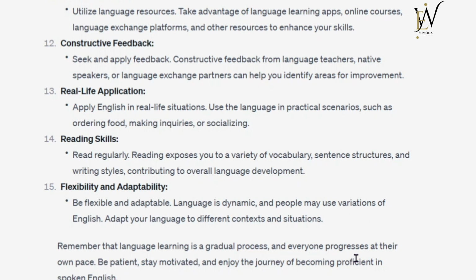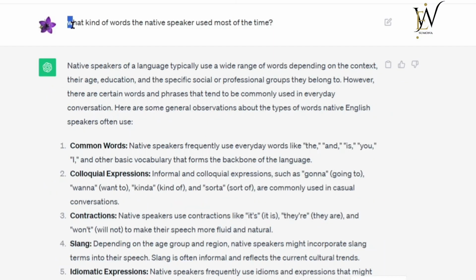And at last they said, remember that language learning is a gradual process and everyone progresses at their own pace. Be patient, stay motivated, and enjoy the journey of becoming proficient in spoken English. These are the preconditions to learn this language.